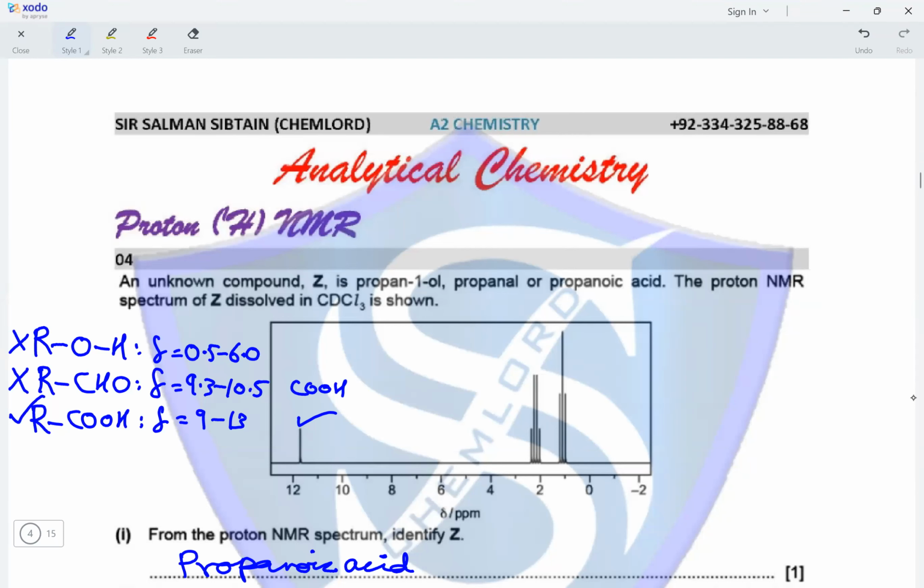one with the triplet is due to the presence of a CH2 next to it, and the quartet peak is due to a CH3 next to it. So the first peak is for the CH3 group next to a CH2 group, and the second peak is for a CH2 group next to a CH3 group, and then we've got the COOH. So all three environments of propanoic acid have been accounted for.